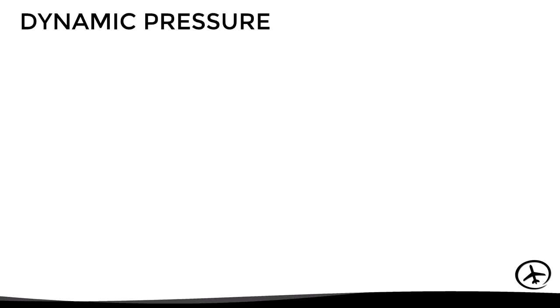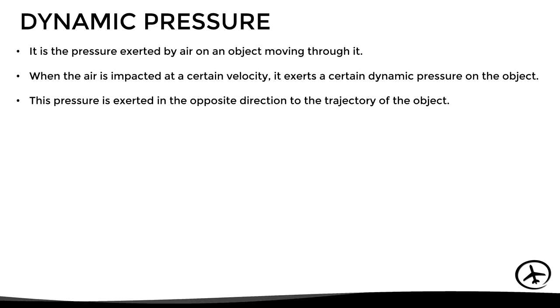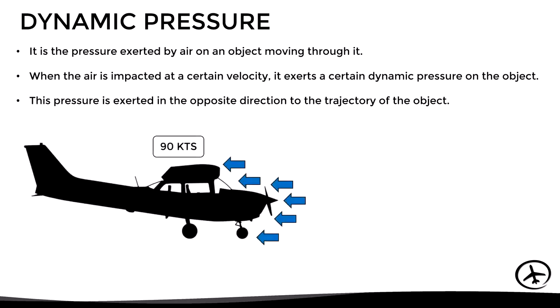This is the pressure that air exerts on an object moving through it. So when an object impacts the air at a certain speed, that air exerts a certain pressure on that object, which is called dynamic pressure. And this pressure is exerted in the opposite direction to the trajectory of the object, as we can see in this example.